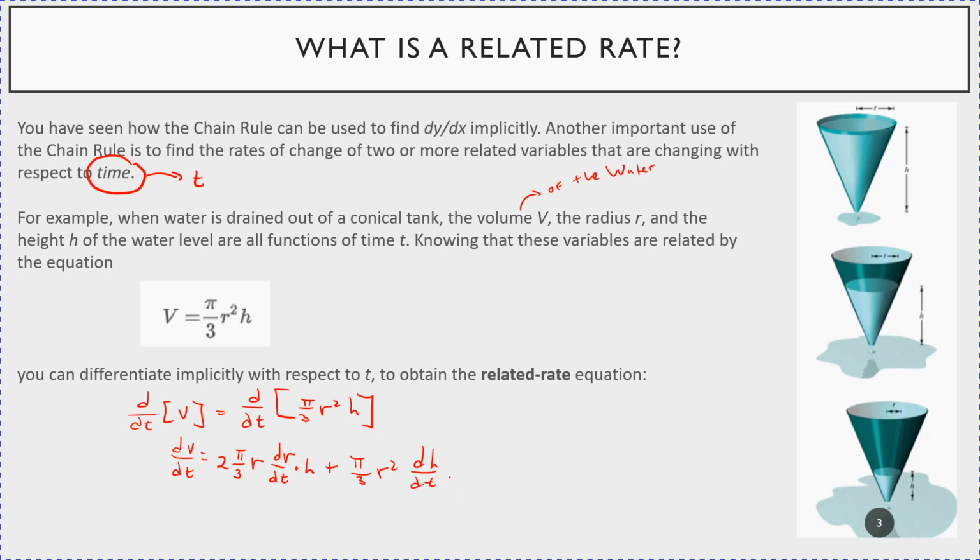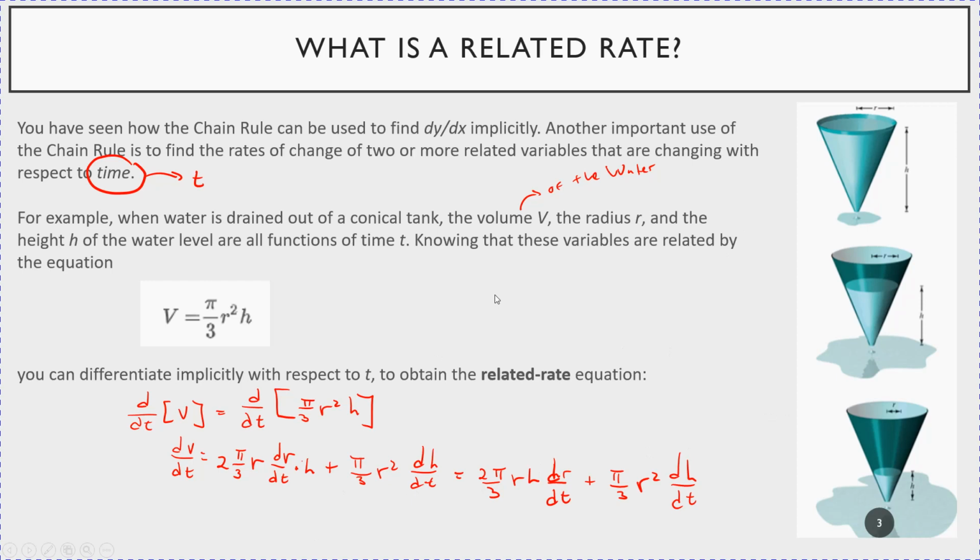I'm just going to rearrange this so it looks a little bit nicer. So this is 2 pi over 3 times r times h times dr/dt plus pi over 3 times r squared times dh/dt. Look, this is what it's saying. The rate of change of the volume, dV/dt, depends on both the rate of change of the radius and the rate of change of the height. Then I'm going to give you some of these values, and we're going to be able to solve for these rates of change.